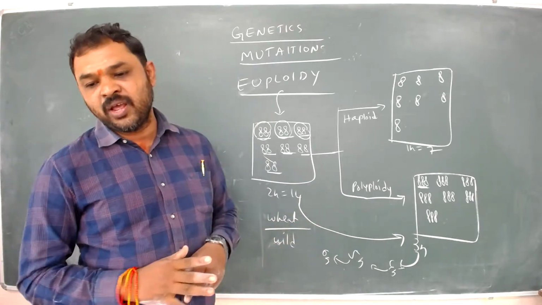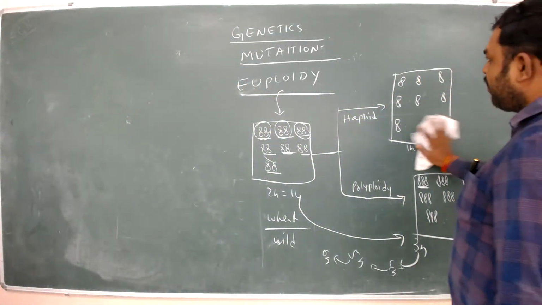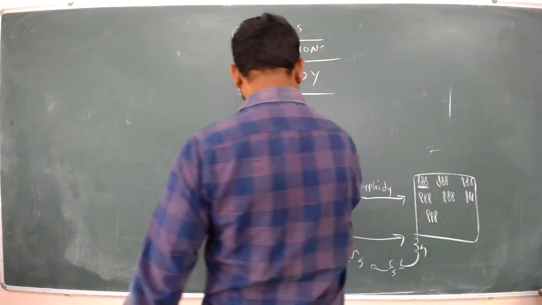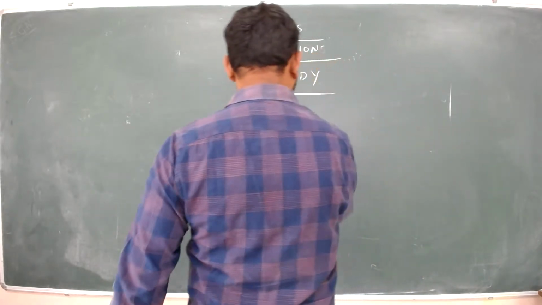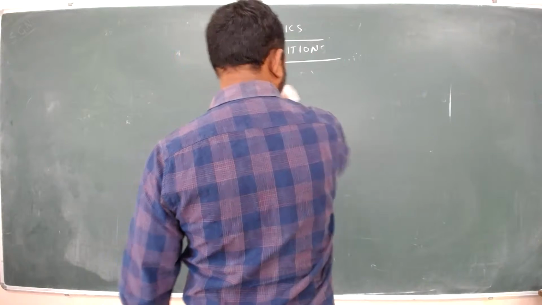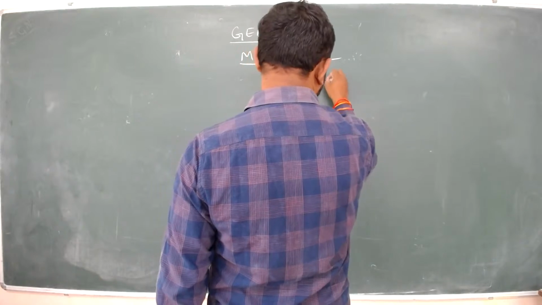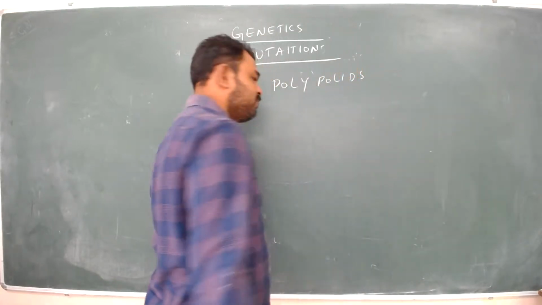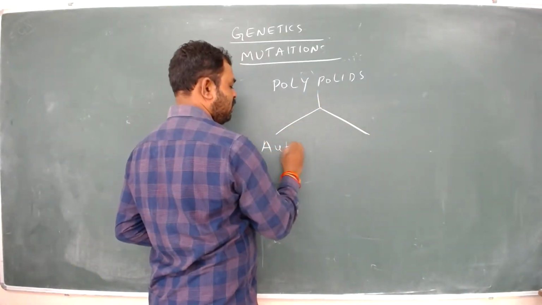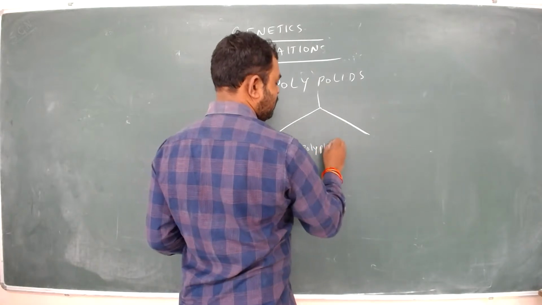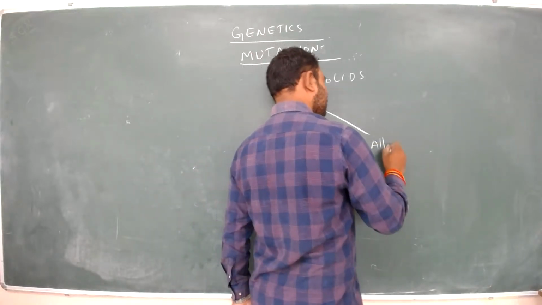Autopolyploids and allopolyploids. What is an autopolyploid, an allopolyploid? Let us see. Types of polyploids. These are the polyploids, and these polyploids are of two types. What are the two types? Autopolyploids and allopolyploids.